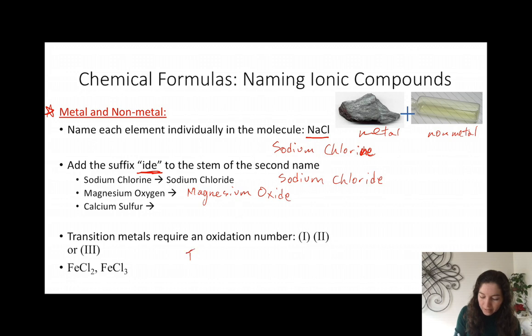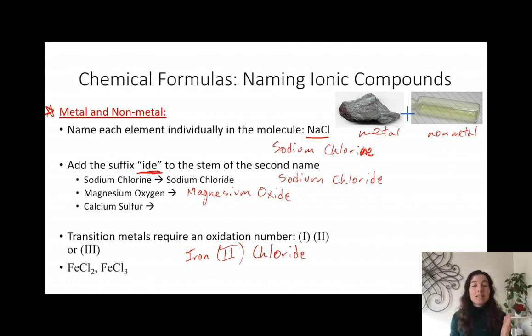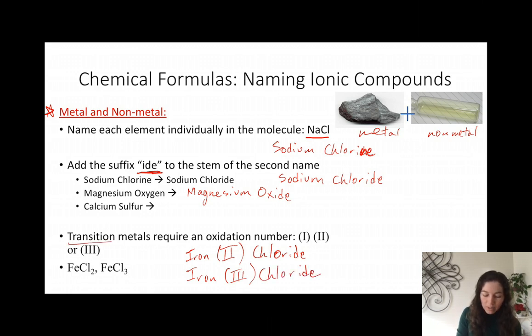So this one would be iron 2 chloride for the first one. The second one, because it's got 3 chlorines, iron 3 chloride. So whenever you're naming stuff and you see a transition metal, stop and think about your oxidation numbers and your oxidation states because you're going to need to put these numbers in here. So pay attention to transition metals very closely when you're naming ionic compounds.